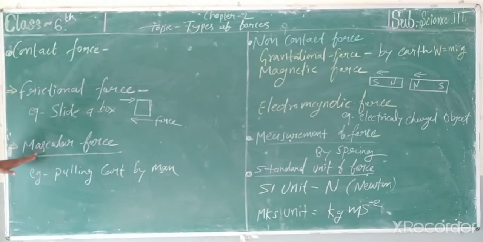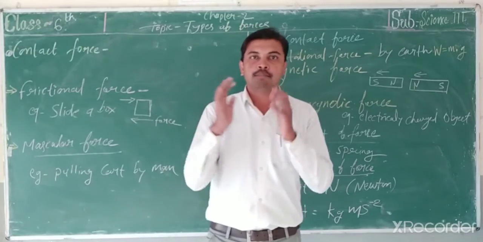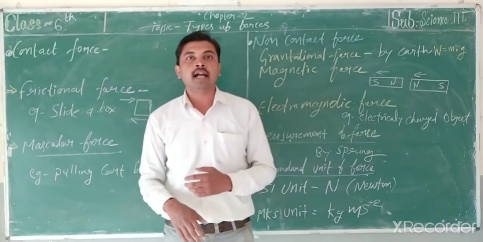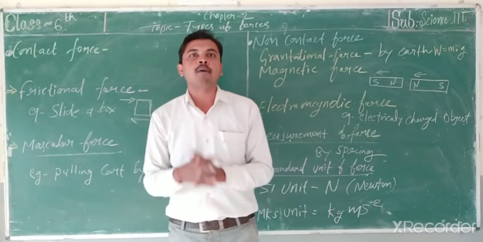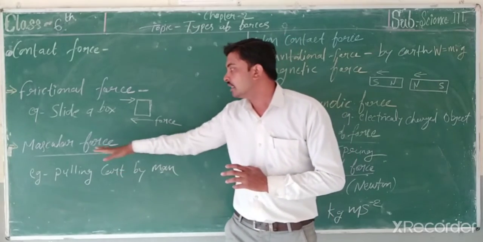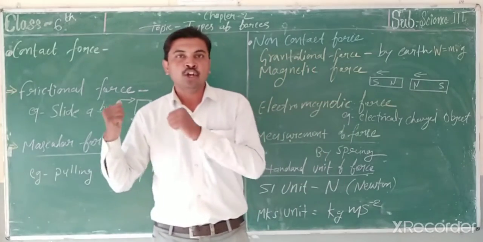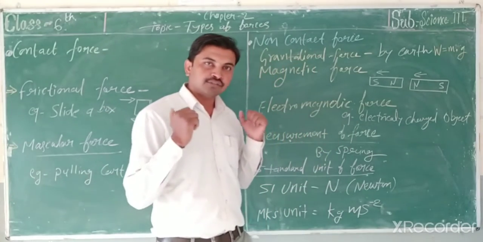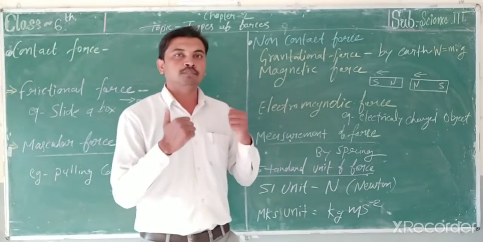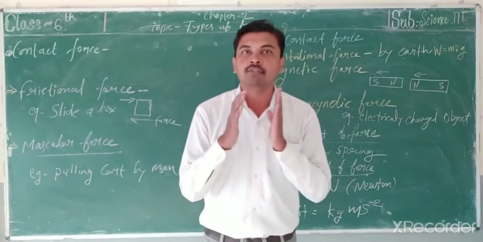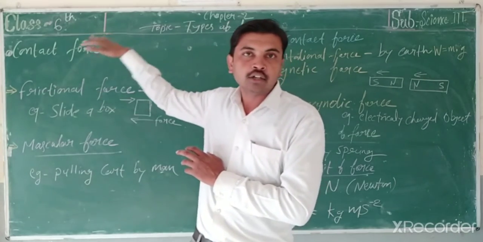The next one is muscular force. As per the name, when we pull or push objects using the muscles of animals or human beings, this type of force is called muscular force. For example, pulling a cart by a man. When a man pulls the cart, he applies muscular force. So these are both categories of contact force.